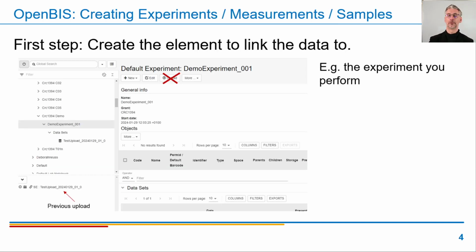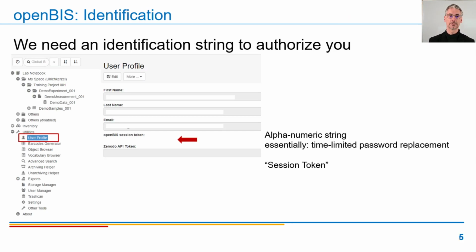The first step, before you can link any data, you need to create the element in OpenBIS that you want to link it to. So for example, you create an experiment and here you link the relevant data to. We also need an authentication token from OpenBIS. After you log into OpenBIS, you go to your user profile and get this alphanumeric password replacement. It's essentially a string that lives for a number of hours, and then you can use this instead of a password to log into the service.